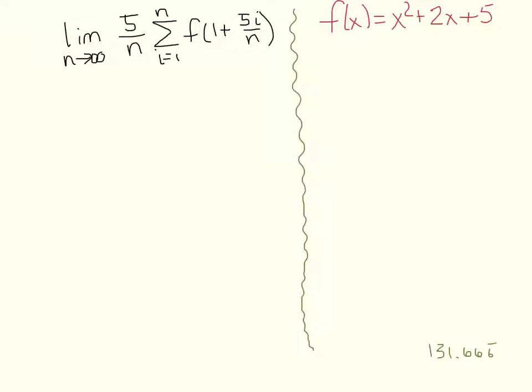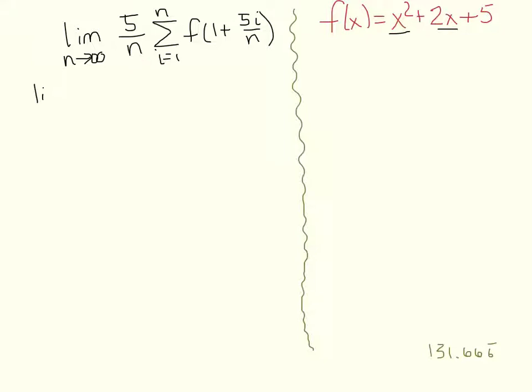Alright, time to get to work. So on the left hand side, I have the limit definition written out with my x sub i inserted where the x sub i was and my delta x inserted where my delta x was. On the right hand side, I'm just giving myself a little bit of workspace with the original function x squared plus 2x plus 5. You'll see why in a second. So the first thing that we have to do is substitute in 1 plus 5i over n everywhere we see an x in this function.